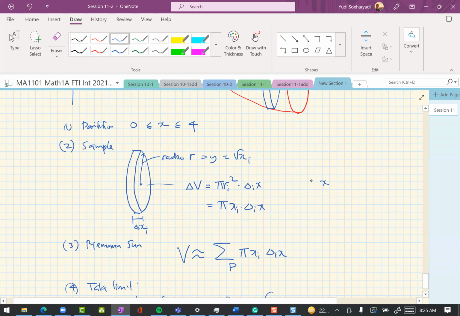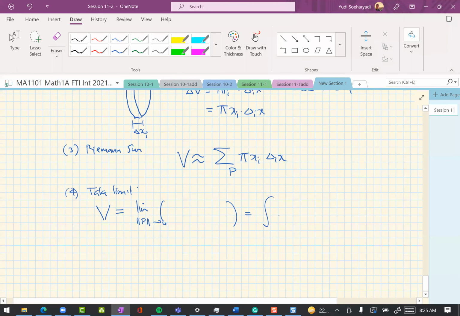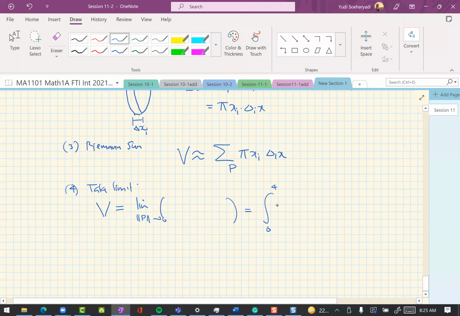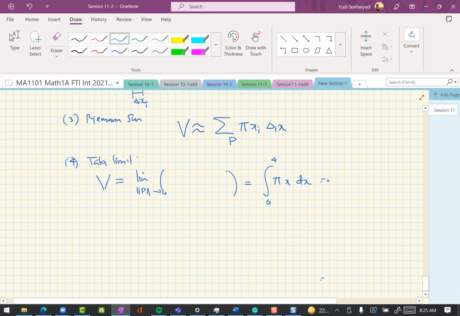You see this x is always between 0 and 4. So pi x dx. Let's compute this quickly: the antiderivative of x is 1/2 x squared, so pi over 2 x squared, and you plug in the bounds. You plug in 0, that's always 0. This is 4. So that's the volume.